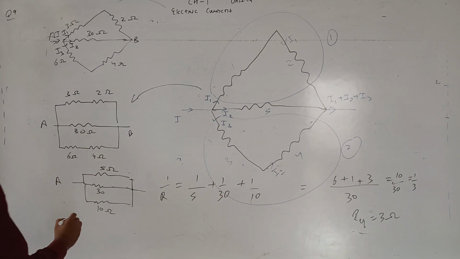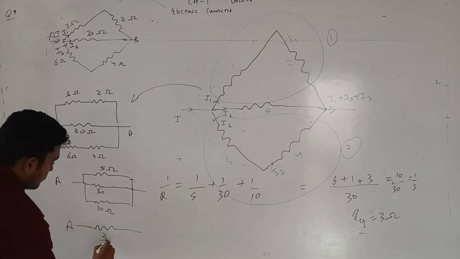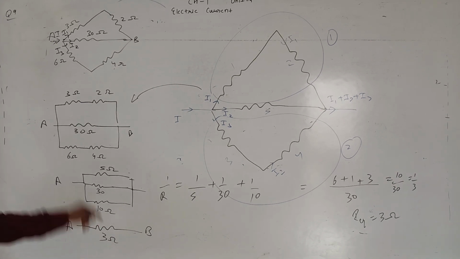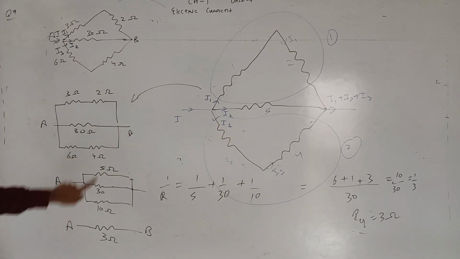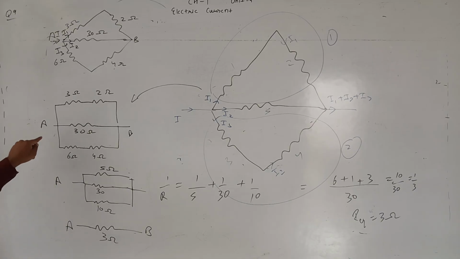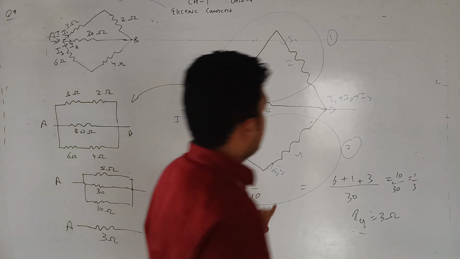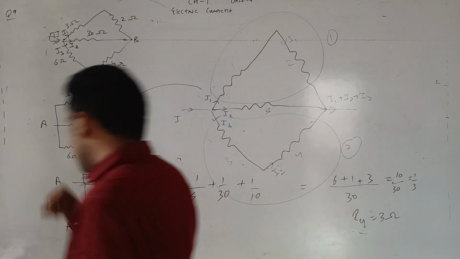It means this circuit is equal to A, 3 ohms, and B. So 3 ohm is the equivalent resistance between point A and B. Carefully note how we have simplified the circuit, or how we have broken down the circuit. This is an ICSE board 2011 question. These are our previous year questions. So carefully note how we have done. The next video will continue with the next questions.